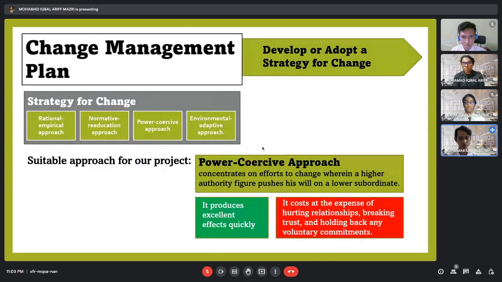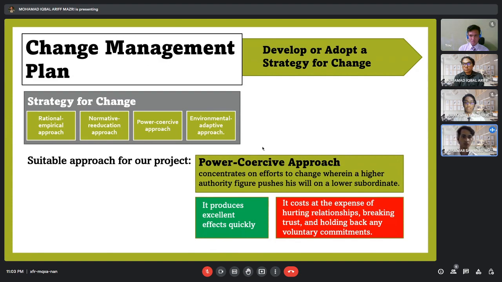And so that is all for the prototype of our system. So we are moving on to the change management plan, either to develop, adopt, or a strategy for change in case of things happening. As you can see there is the strategy of change from rational and empirical approach to the environmental adaptive approach. All these four approaches are dependent on the project.